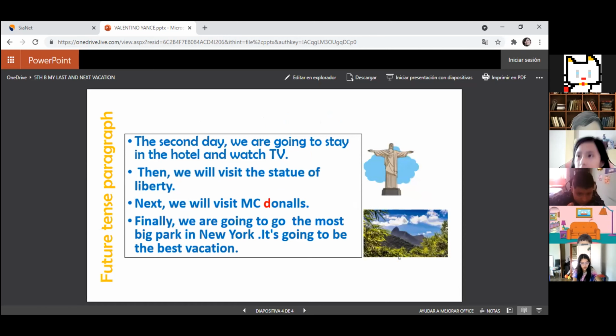The second day, we are going to stay in the hotel and watch TV. Then we will visit the Statue of Liberty. Next, we will visit McDonald's. And finally, we are going to go to the biggest park in New York. It's going to be the best vacation.